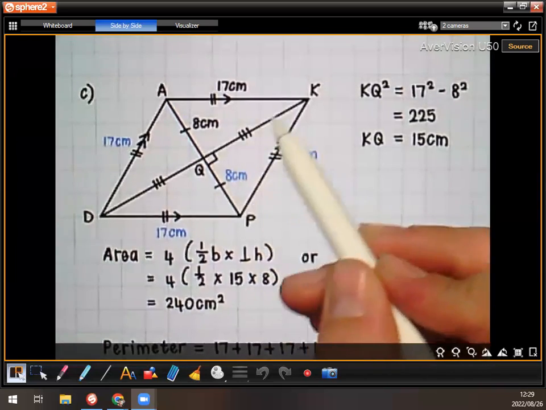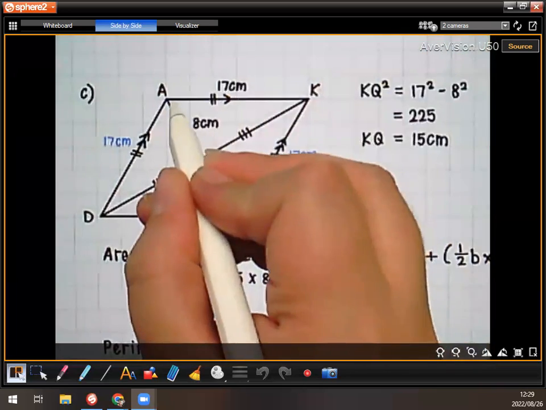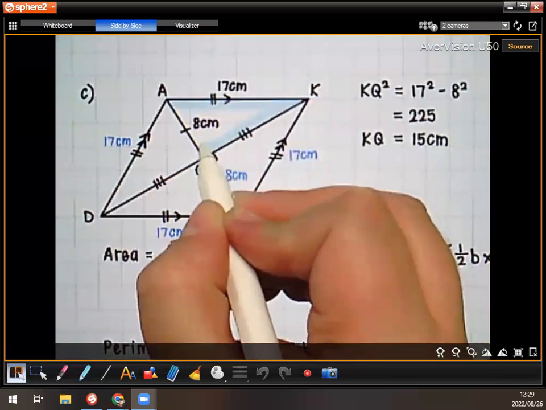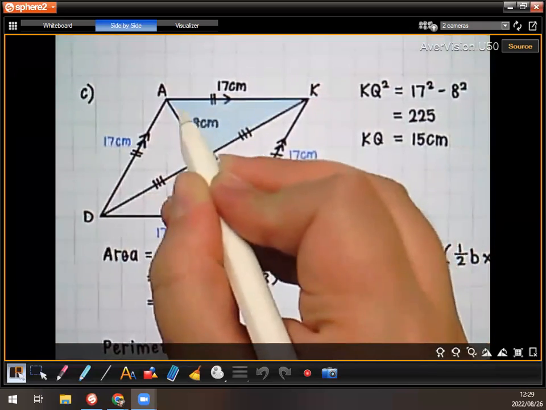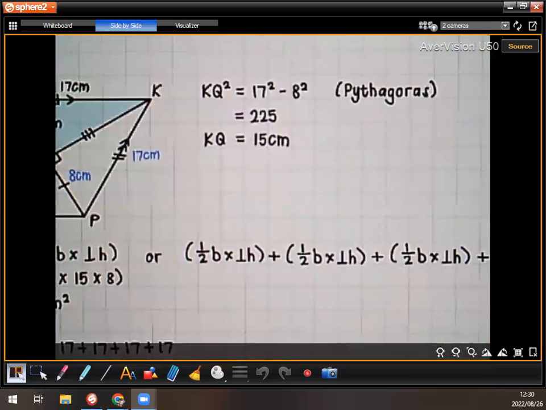Okay, how can I find this side? Because I do need this side, right? If I'm just trying to find the area of this triangle up here, triangle AQK or AKQ or whatever you want to call it, the area of the triangle is half base times perpendicular height, right? I have the height, but I don't have the base. I have the hypotenuse. You see that? That's a right angle, and that's the hypotenuse there. So you need to calculate the base first, which is KQ for this one, using Pythagoras. So you're going to say KQ squared is hypotenuse squared minus the other one squared.